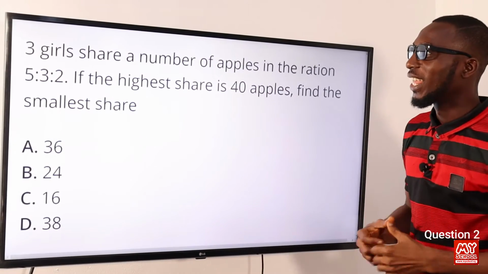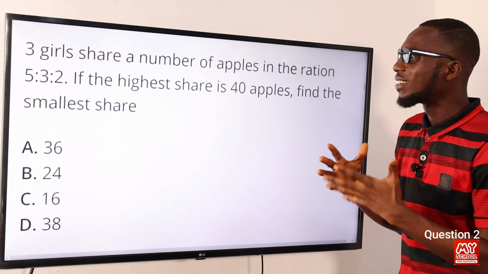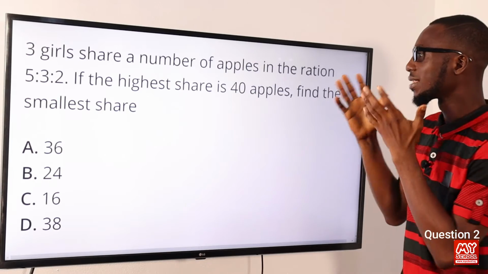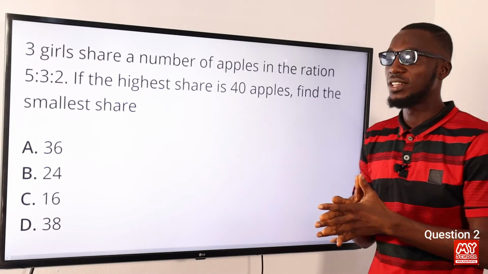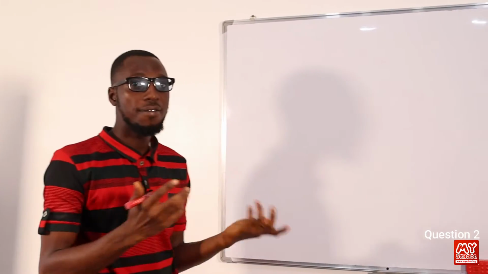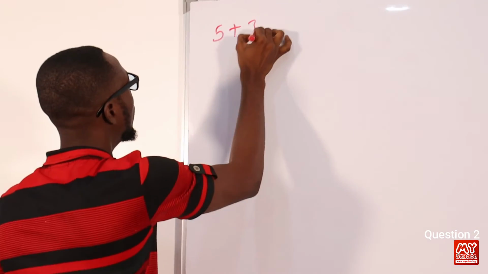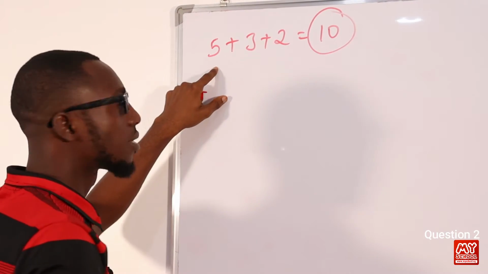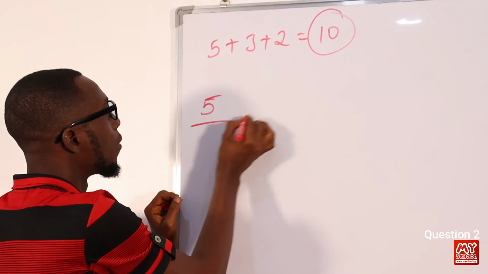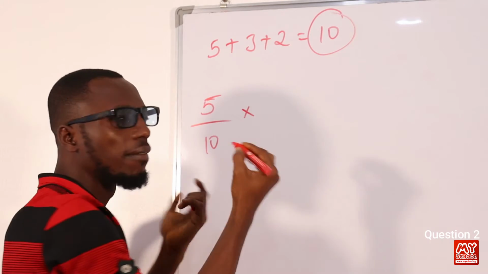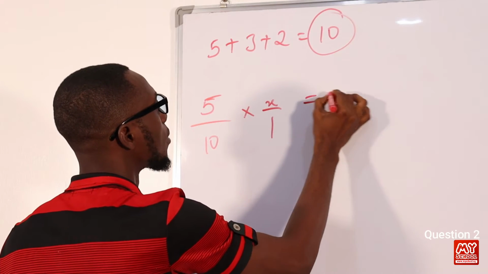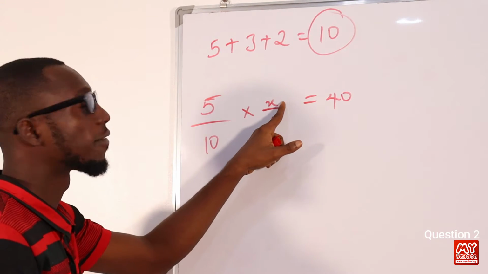Question 2. 3 girls share a number of apples in the ratio 5:3:2. If the highest share gets 40 apples, find the smallest share. So all we need to do is sum up all of the ratio parts that we have. We have 5, 3, 2, correct? So the largest share over the total ratio, times the number of apples that we don't know. We are told that this person got 40 apples, right? So that means we are looking for x.